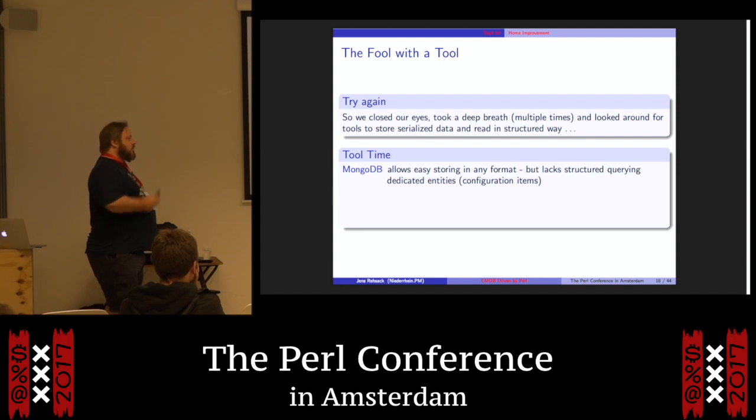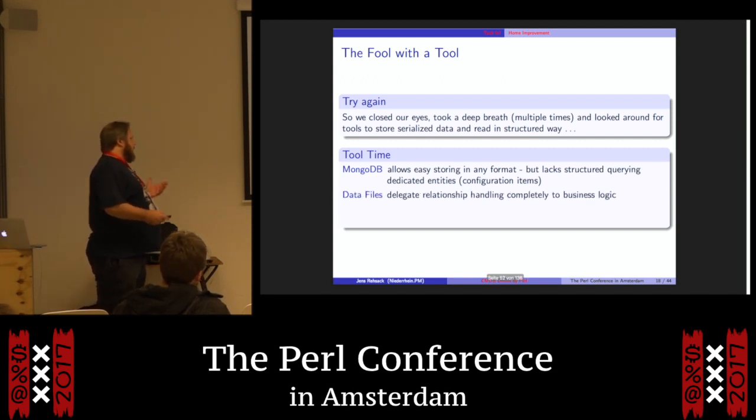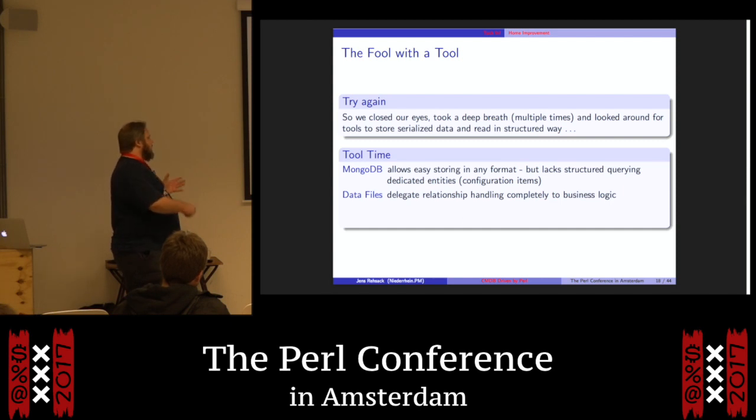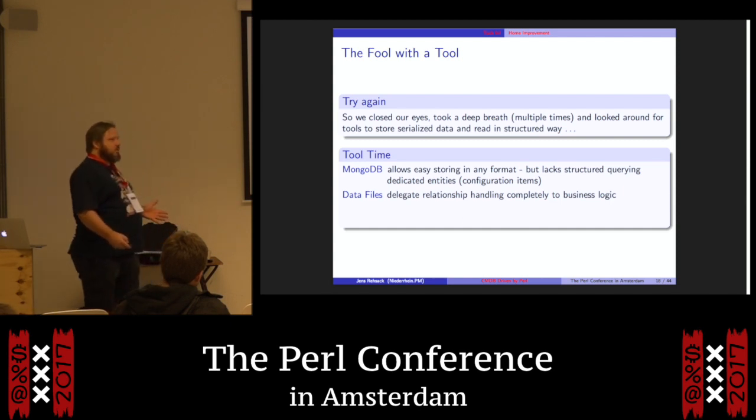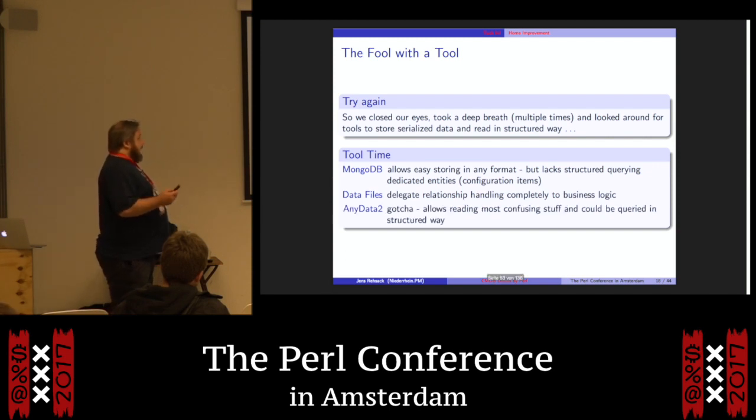MongoDB sounds promising, but we could not get it out in another way than we put it in. Storing it somehow structured in a data file would allow us to read it using DBD CSV, for example, but then we have to complete the business logic in writing the CSV. That's also very difficult. AnyData allowed us, finally, to define some coherences and relationships, but express the business logic in SQL.